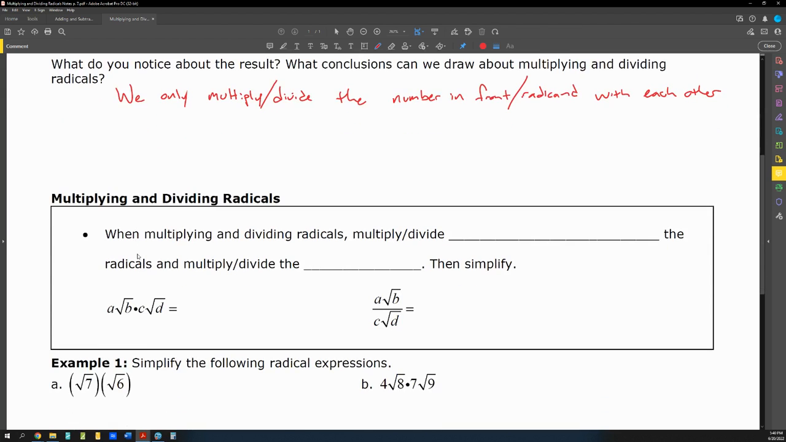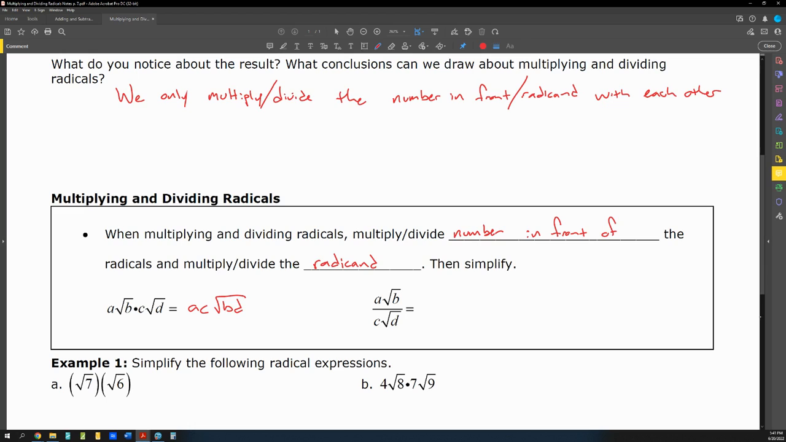Multiplying and dividing radicals. When multiplying and dividing radicals, we multiply or divide the number in front of the radicals, and then we also multiply and divide the radicand. And then simplify. So when multiplying, just in general, if I have a root b times c root d, then this is equal to the product of the numbers in front, ac, and then inside the radical, we take the product of the radicands, so bd.